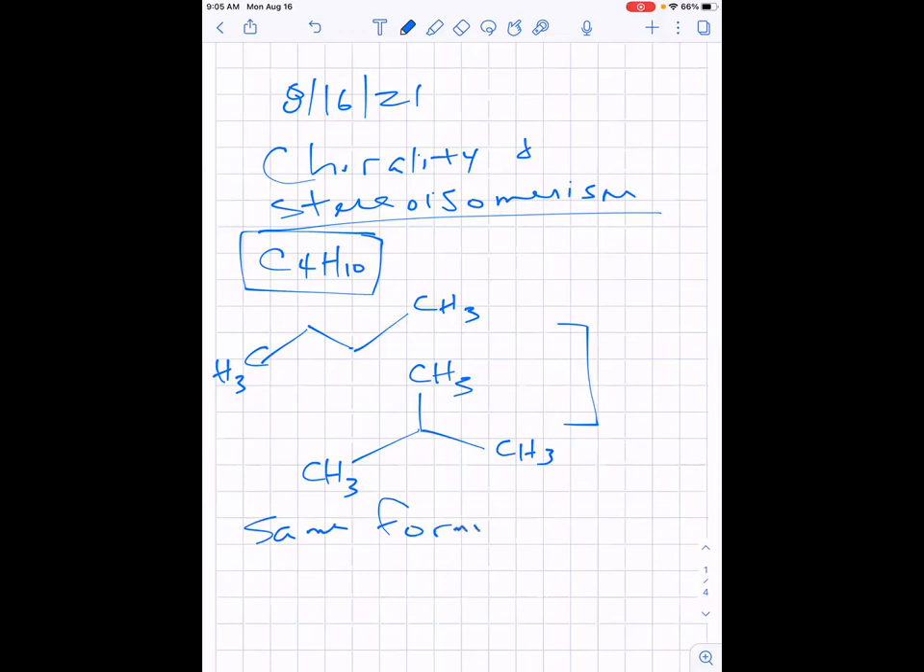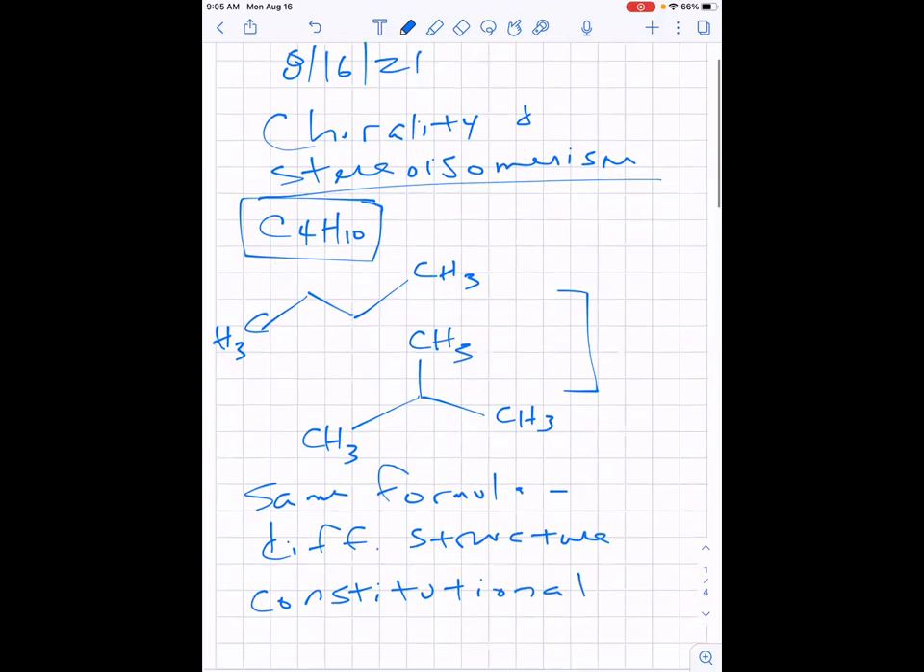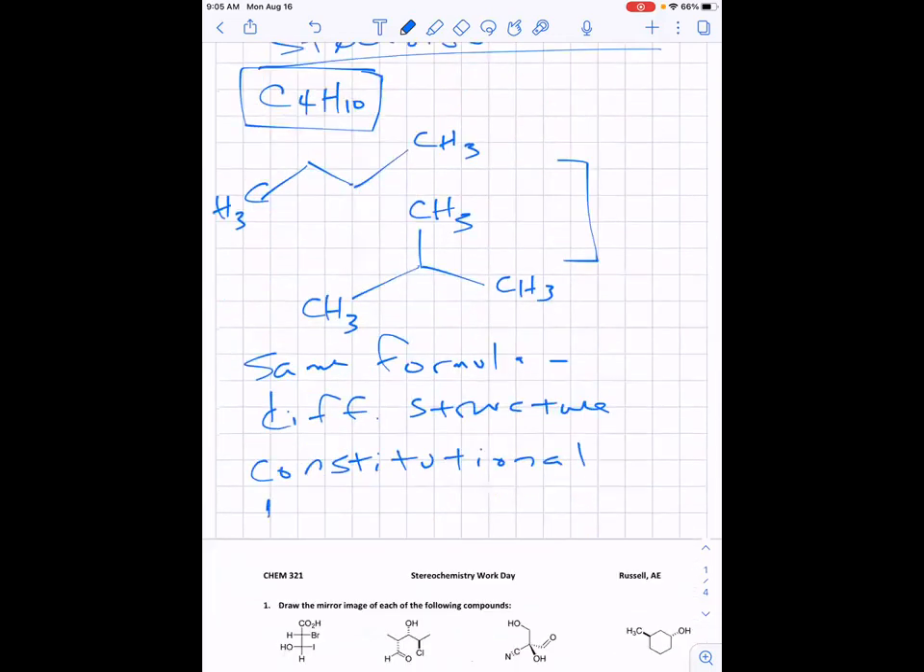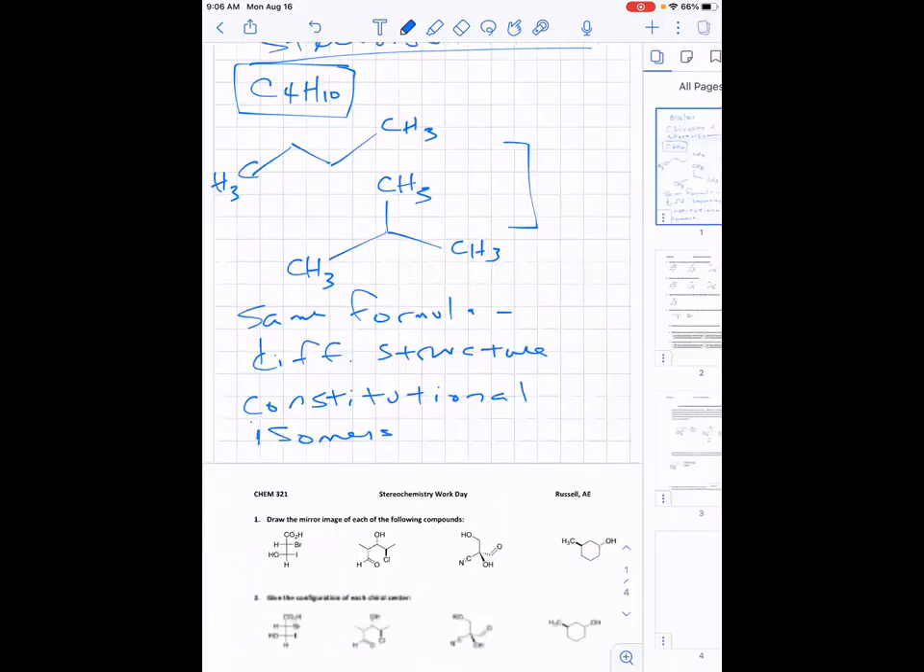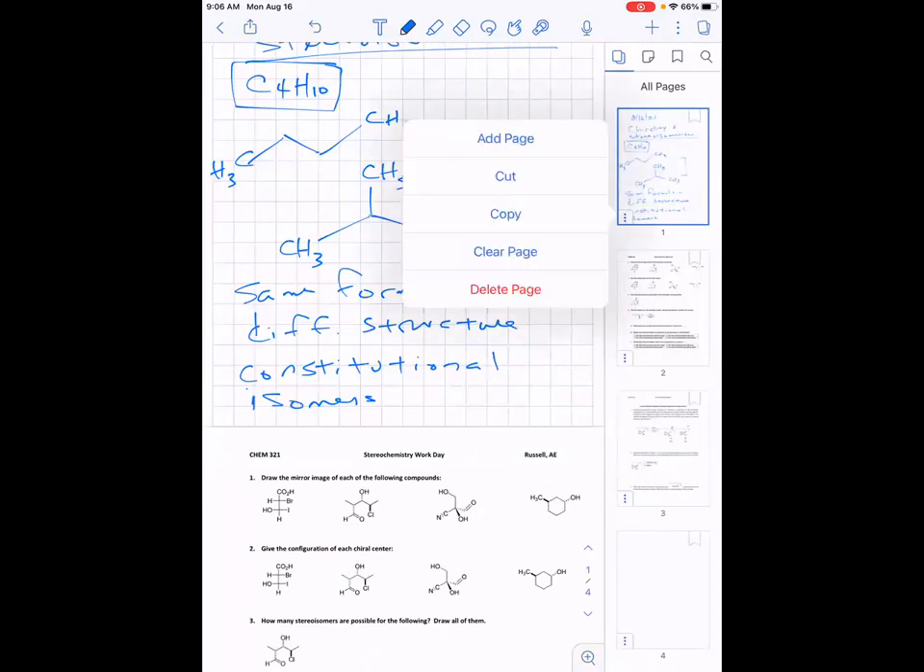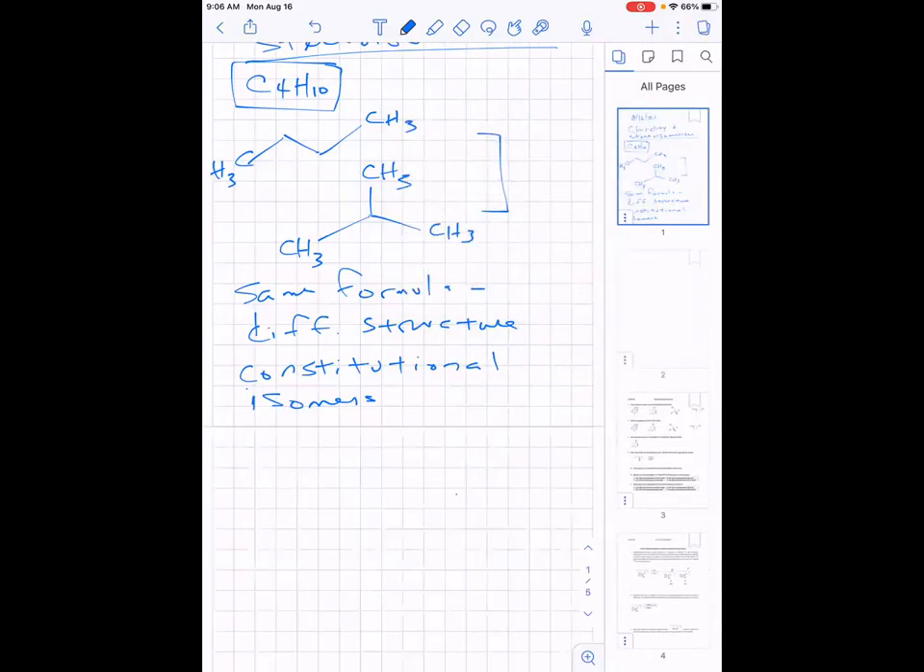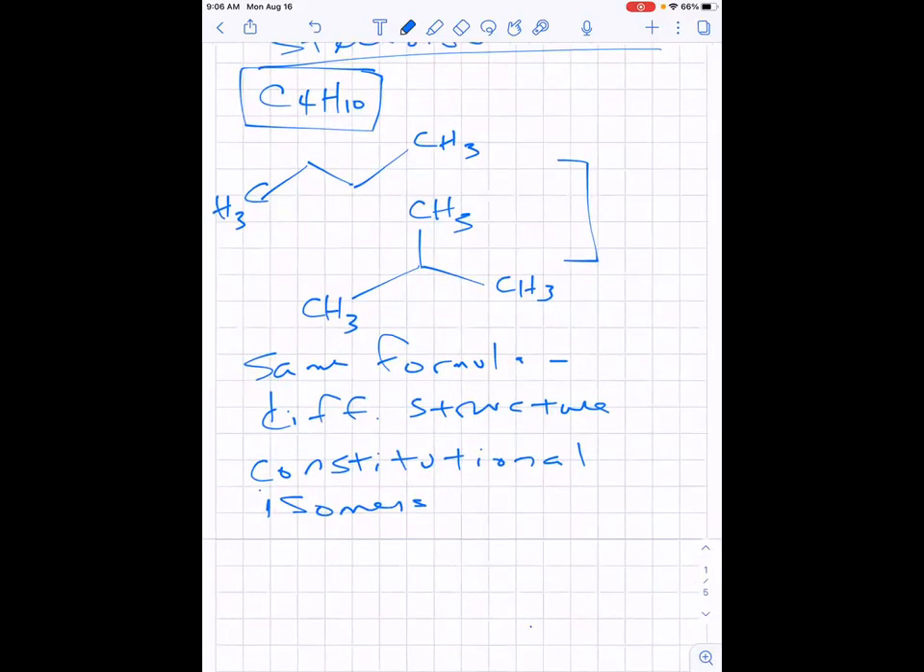So same formula, different structure. And I'm going to abbreviate this. So they are constitutional. I hate this word, by the way. Isomers. Right. So when we talk about isomerism, normally we think about constitutional isomers, but there's also another type of isomerism you may or may not have seen, depending on how far you got in part one.